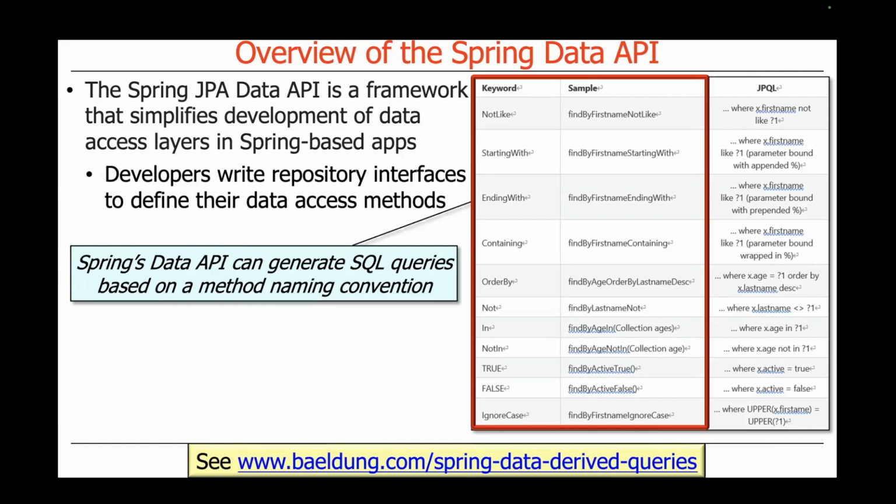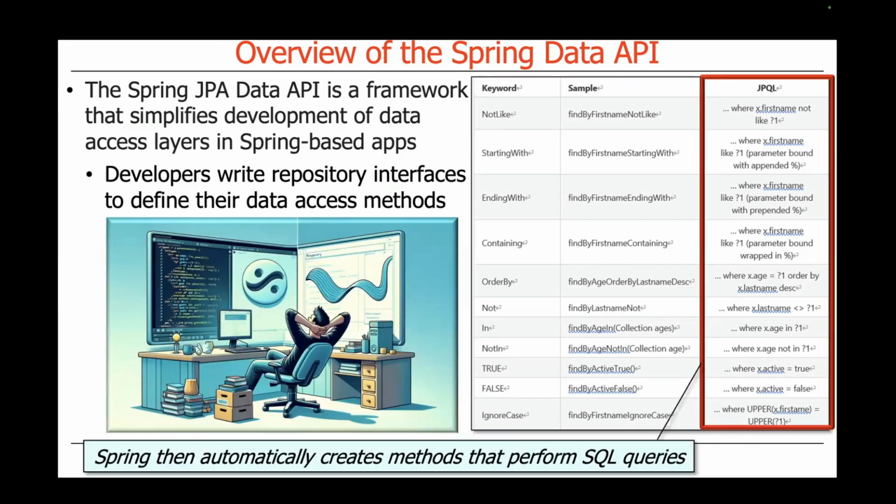And this gives you a way to write code that accesses various columns in the SQL tables that correspond to whatever you're doing here in an object relational mapping context. And what Spring does under the hood is it automatically creates methods that perform the corresponding SQL queries. And this column here in this screenshot shows what these various keywords generate in terms of SQL queries.